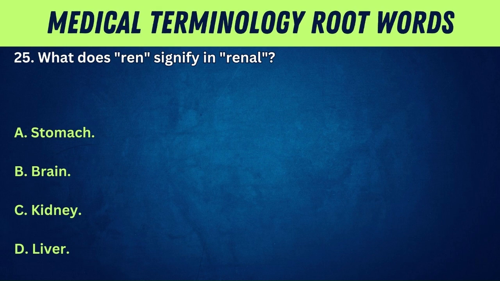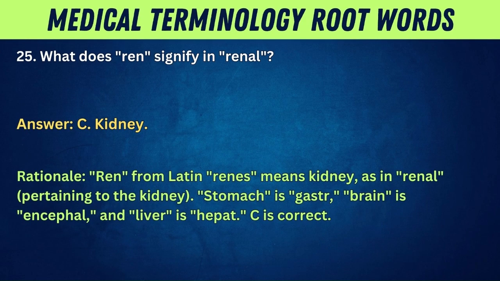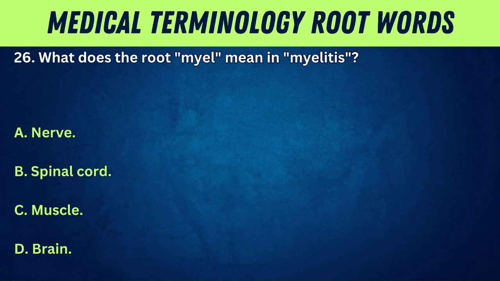25. What does ren signify in renal? A. Stomach. B. Brain. C. Kidney. D. Liver. Answer: C. Kidney. Rationale: ren from Latin renes means kidney, as in renal, pertaining to the kidney. Stomach is gaster, brain is encephal, and liver is hepat. C is correct.